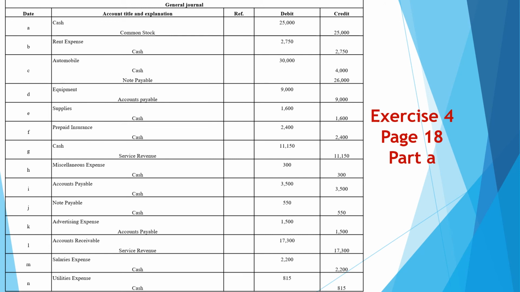Transaction L, perform service for credit customers, 17,300. We perform a service on this date, so we have to use the service revenue. I'd like to note that all revenues have a credit normal balance, so when we perform a service to a client, this service should be increased in credit.